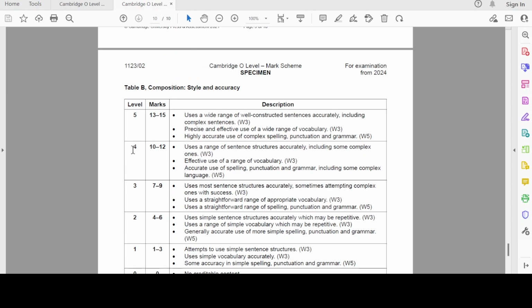Okay. Then we have level 4, which is the good range. 10 to 12 can be scored here. It uses a range of sentence structures accurately, including some complex ones, and effective use of a range of vocabulary. So it's not just simple anymore. There are some more complex spellings or more challenging vocabulary, and they're using it accurately, including some complex language. So that's good. You're at level 4, good.